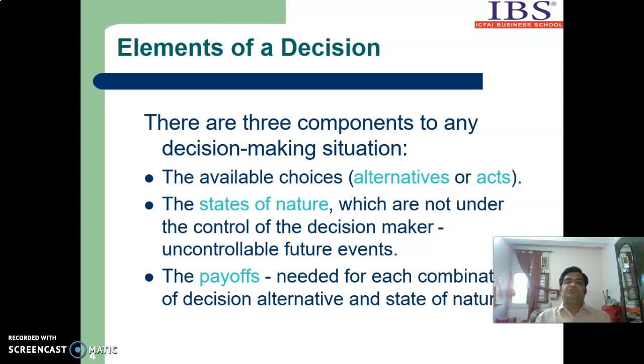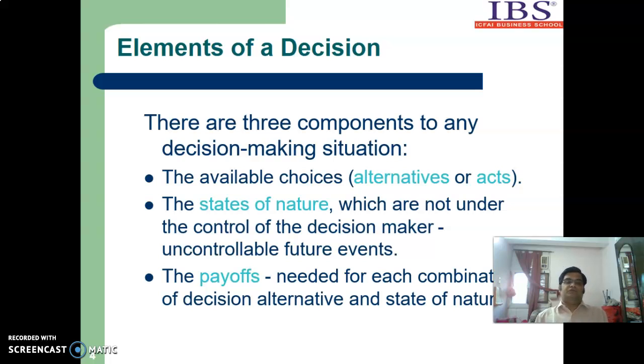Now, the states of nature. The next terminology is states of nature. States of nature are not under the control of the decision maker. They are uncontrollable future events. So, state of nature is that element of decision theory which the decision maker cannot control. Suppose traveling from home to office, an office goer cannot control the traffic, or cannot control the rain. The rain may occur, which may cause further delay in travel.